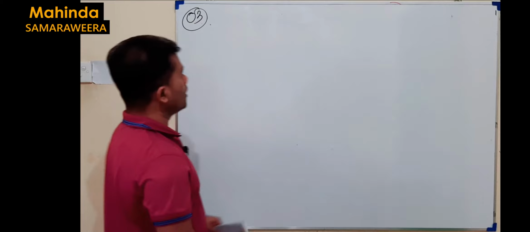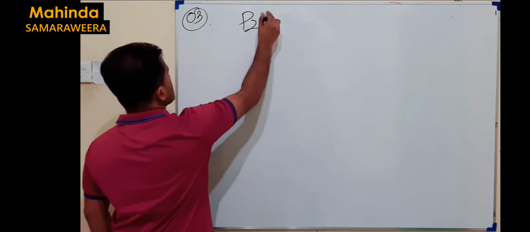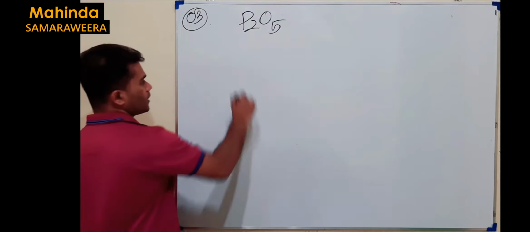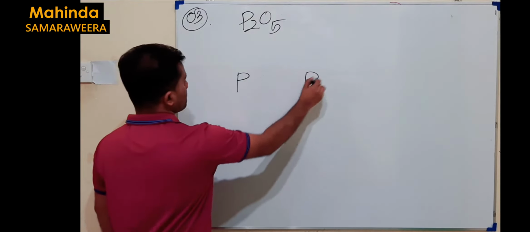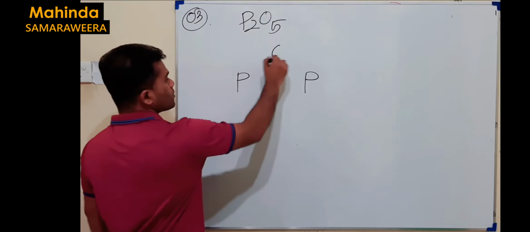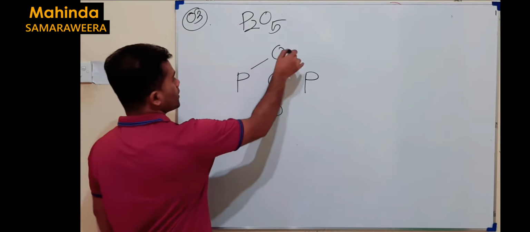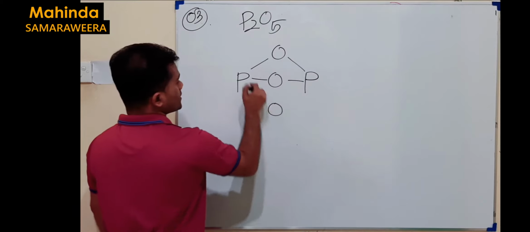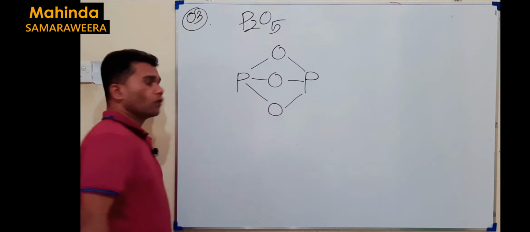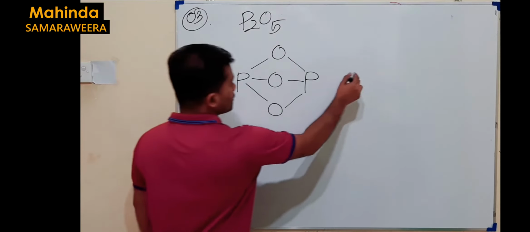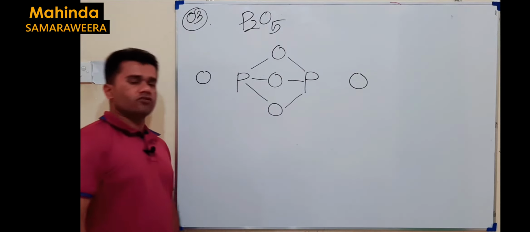Let's first go to the structure of P2O5. Actually, the structure of P2O5 is something like this. Two phosphorus atoms are there. These 2 phosphorus atoms share 3 oxygens like this, with single covalent bonds. Oxygen valency is 2, that's okay. But then there is another oxygen atom on this side, and another oxygen atom on this side.